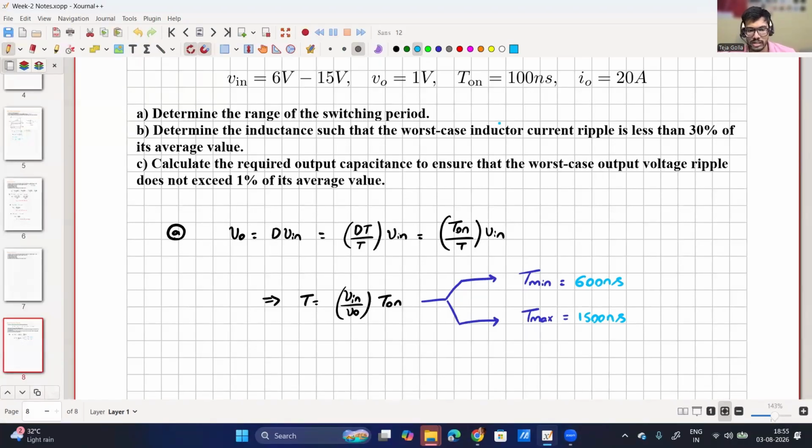In the case of boost converter, it will be slightly different because V naught is not D into V in. It is V naught equal to 1 by 1 minus D into V in. So it will vary from converter to converter because the relation is slightly different.